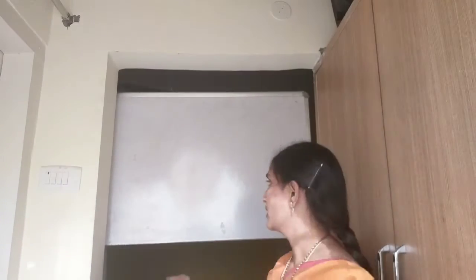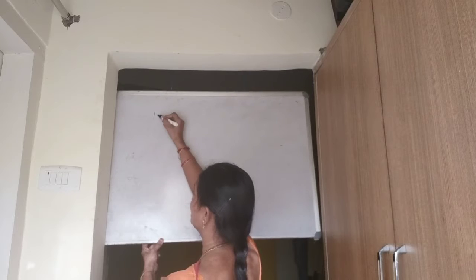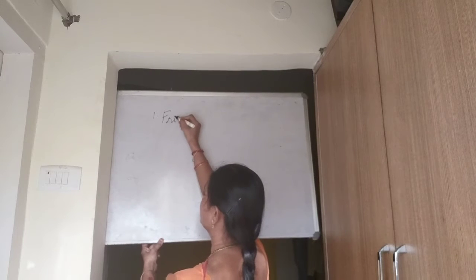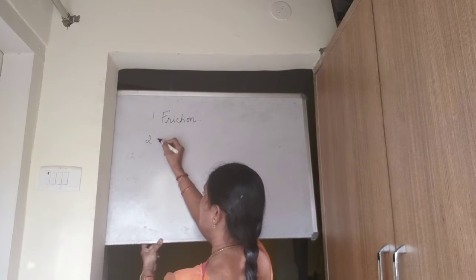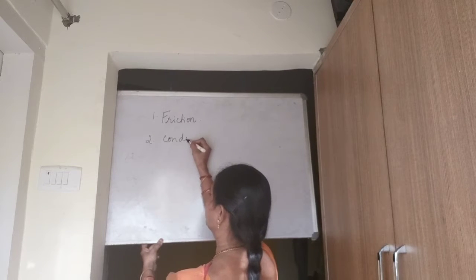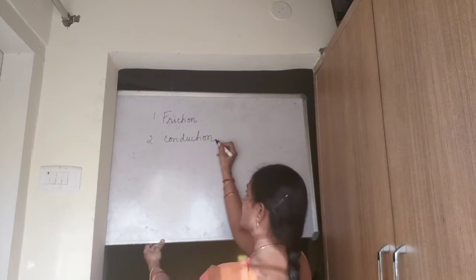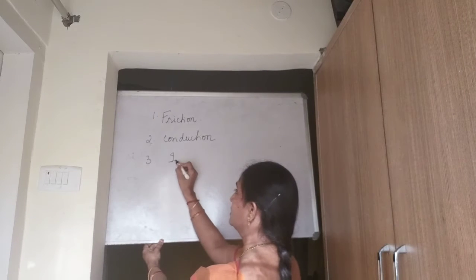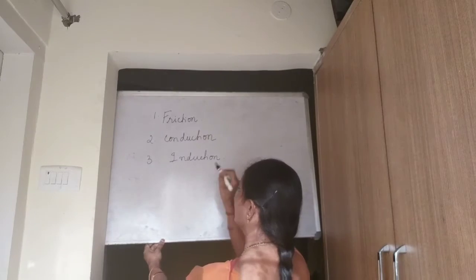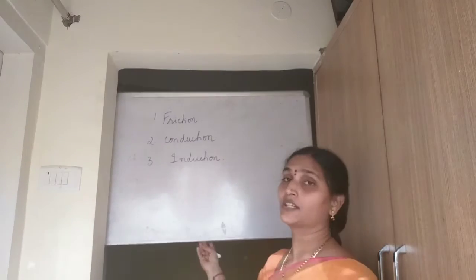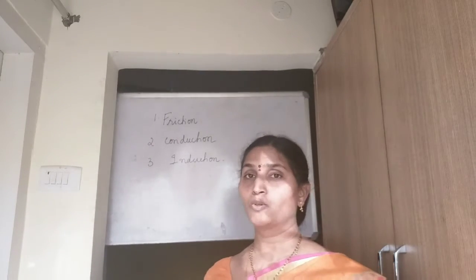But to generalize it, we say that there are three different methods in which you can charge a body. The first method is by friction. What is the first method? Charging the body by friction. The second method of charging is by conduction. And the last method is by induction. So these are the three different methods in which you can charge a body. Let's go one by one.